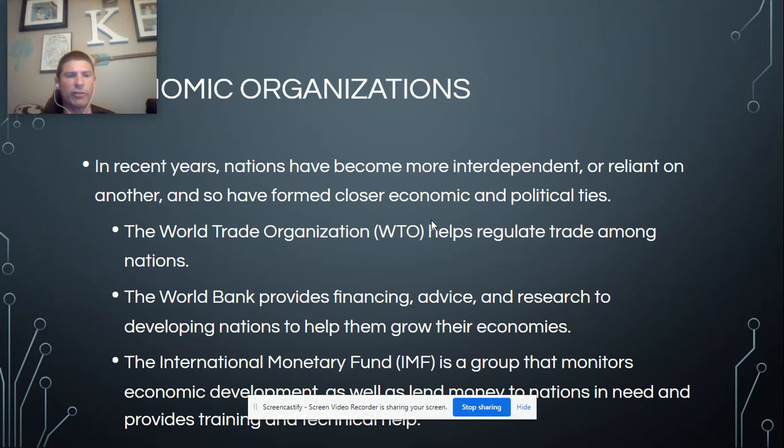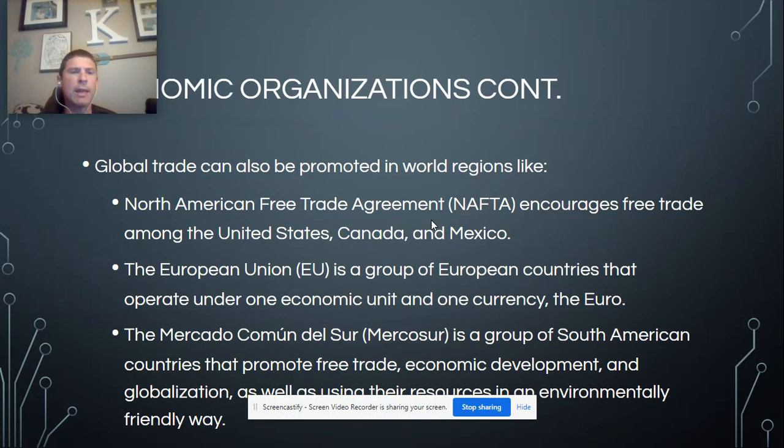These are different organizations. The most important ones are on this slide. There's another couple on the next slide. The World Trade Organization helps regulate trade. The World Bank monitors more of the world economies. And then the IMF also does that as well, and really keeps track of some of these countries that are developing.